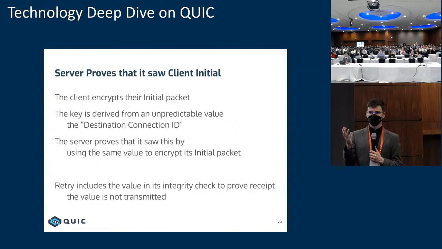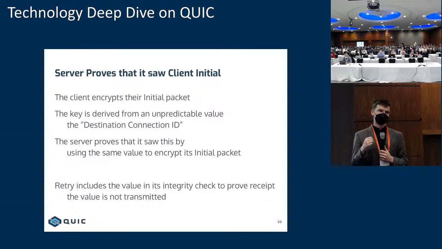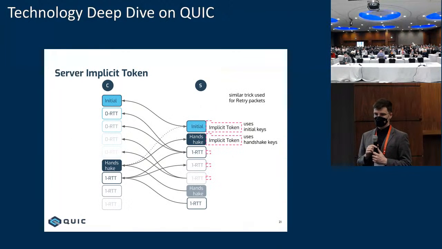So not only has the server proven that it understands the version of QUIC that's being involved, it's also proving that it's willing to talk to the client by responding to it in this way. And that retry thing that we talked about before, we need to have the same sort of mechanism there. That has a different mechanism for managing that same process, but there's an integrity check in there as well. Next. So that's the implicit token that we have on the server side. Next.